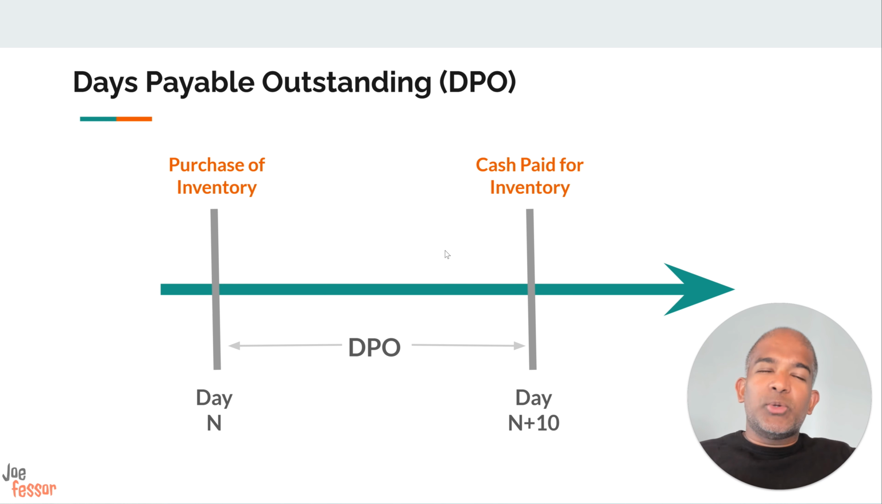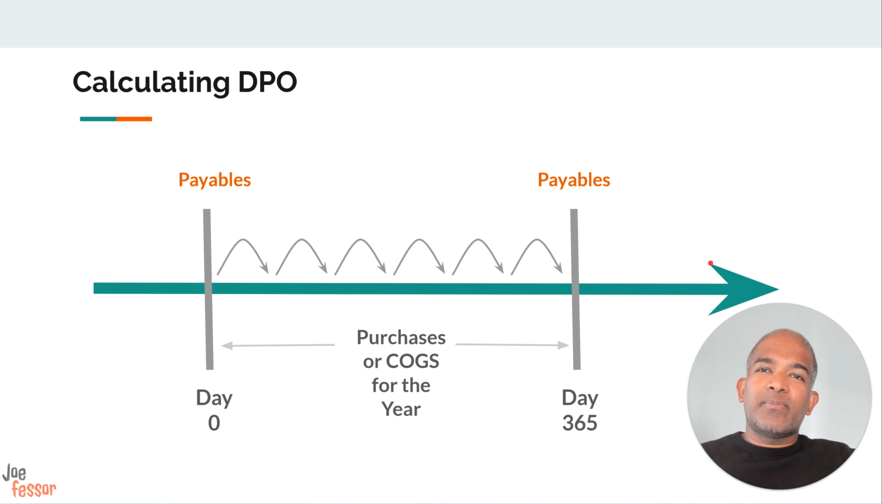A higher DPO generally indicates that a company is taking longer to pay its suppliers, which can be a sign of good cash management, but also potentially a sign of financial distress if it's excessively high. A lower DPO, on the other hand, means the company is paying its suppliers quickly. We'll get deeper into the calculation on implications of DPO in the upcoming slides.